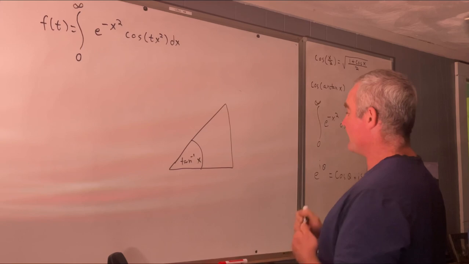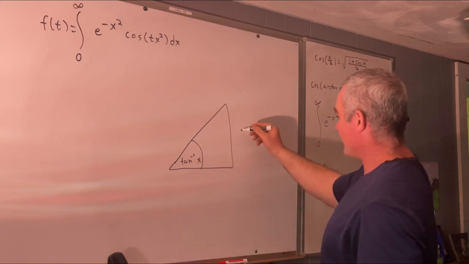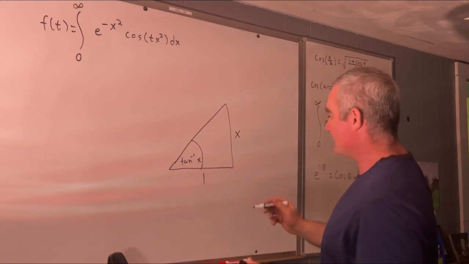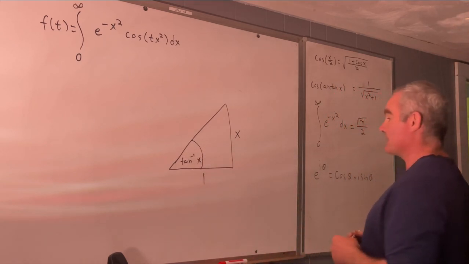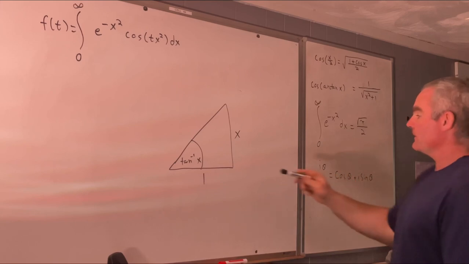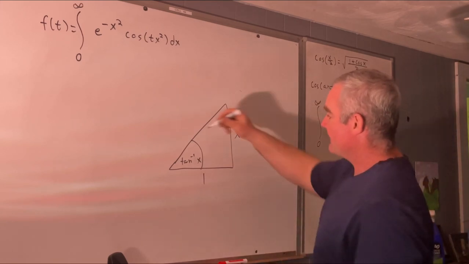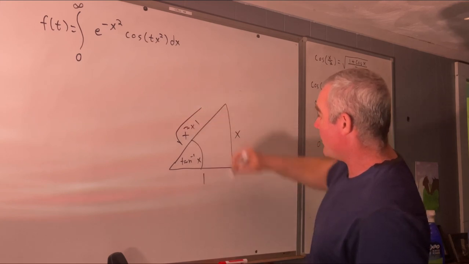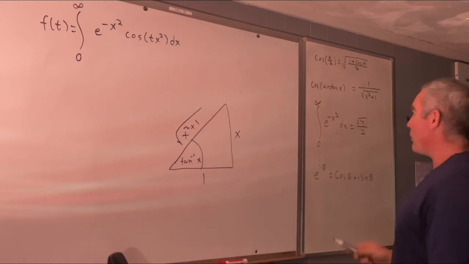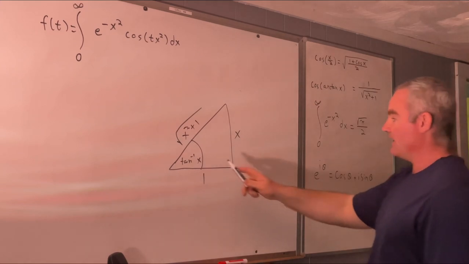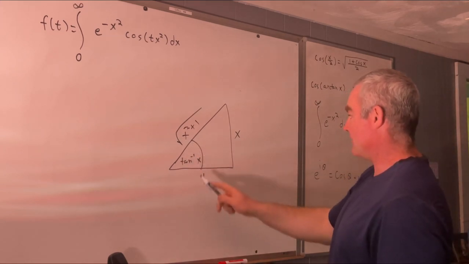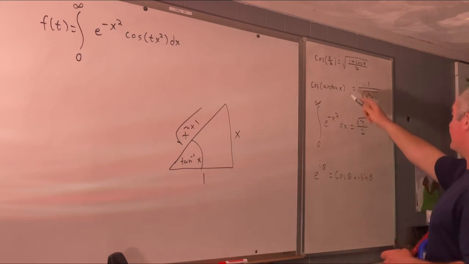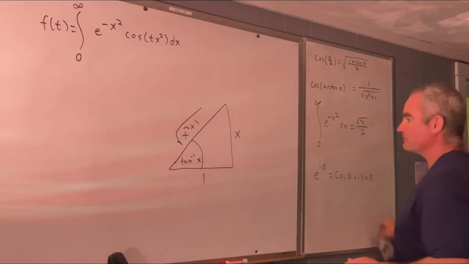So the tangent of this angle is x, represented by opposite over adjacent, x over 1. So the tangent of that is x. Okay, well, if this is 1 and this is x, that means this hypotenuse is the square root of x squared plus 1. All right, so what is the cosine of arctangent x? Well, it's the cosine of this angle. That is 1 over the square root of x squared plus 1. So that's why that's true.